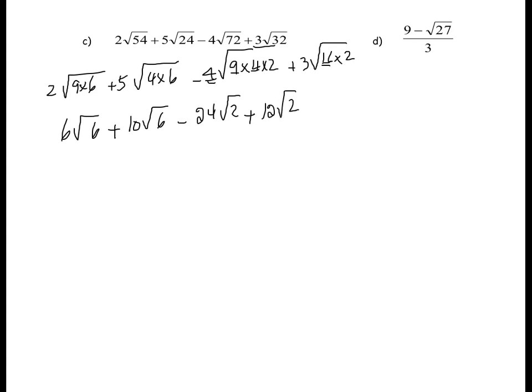Now, if I simplify, 6 and 10 gives me 16 square root of 6, negative 24 and 12 gives me negative 12 square root of 2.